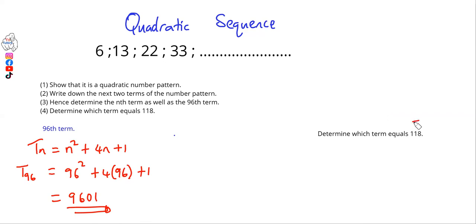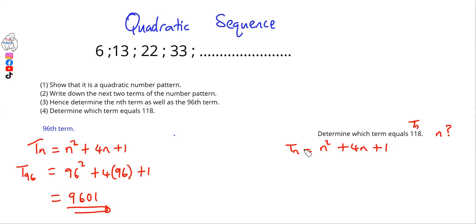So remember what I said before. This is our Tn in our first class. In the second class, we remember that this is our Tn, and what are we looking for here? We are looking for our n. Now, when we do that, we're just going to write our equation first. Tn is equal to n squared plus 4n plus 1.